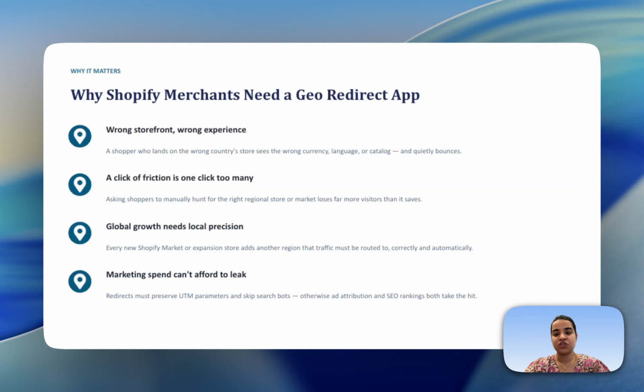Second, a click of friction is one click too many. Even if you offer a manual country selector, making shoppers do that work themselves is a friction. Every extra step between a visitor and the right experience is a chance to lose them.